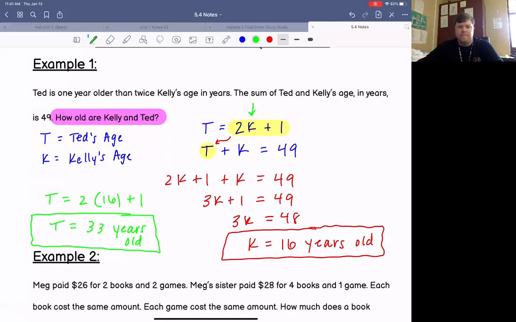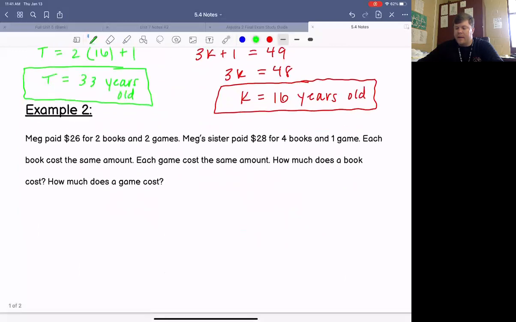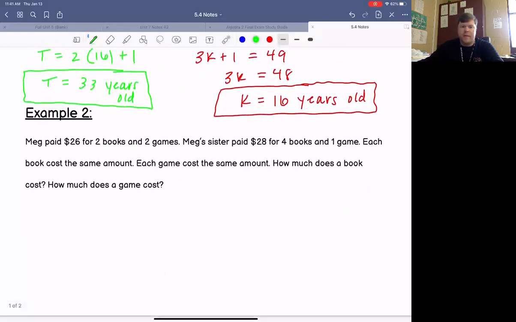So there are a bunch of different types of examples you can see in this section. Example 2 is kind of a common one, and deals with items that were purchased and the cost for those items. So Meg paid $26 for 2 books and 2 games. Meg's sister paid $28 for 4 books and 1 game. That's where my 2 equations are going to come from, is this information here. And the more of these you do, the more you'll be able to recognize that. So that's going to be the information I use for my 2 equations.